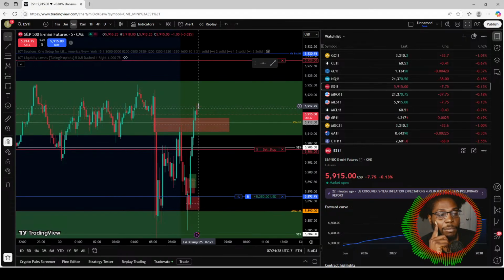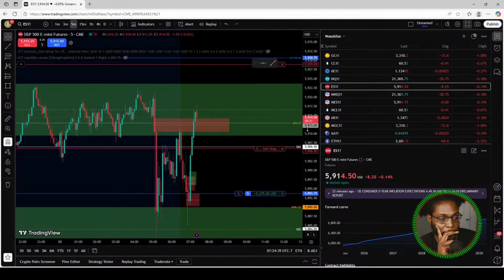We technically did get the push higher, which is making me think that might have just been the manipulation and the sweep. So we went there, swept the top side, and now we're kind of just sitting here.